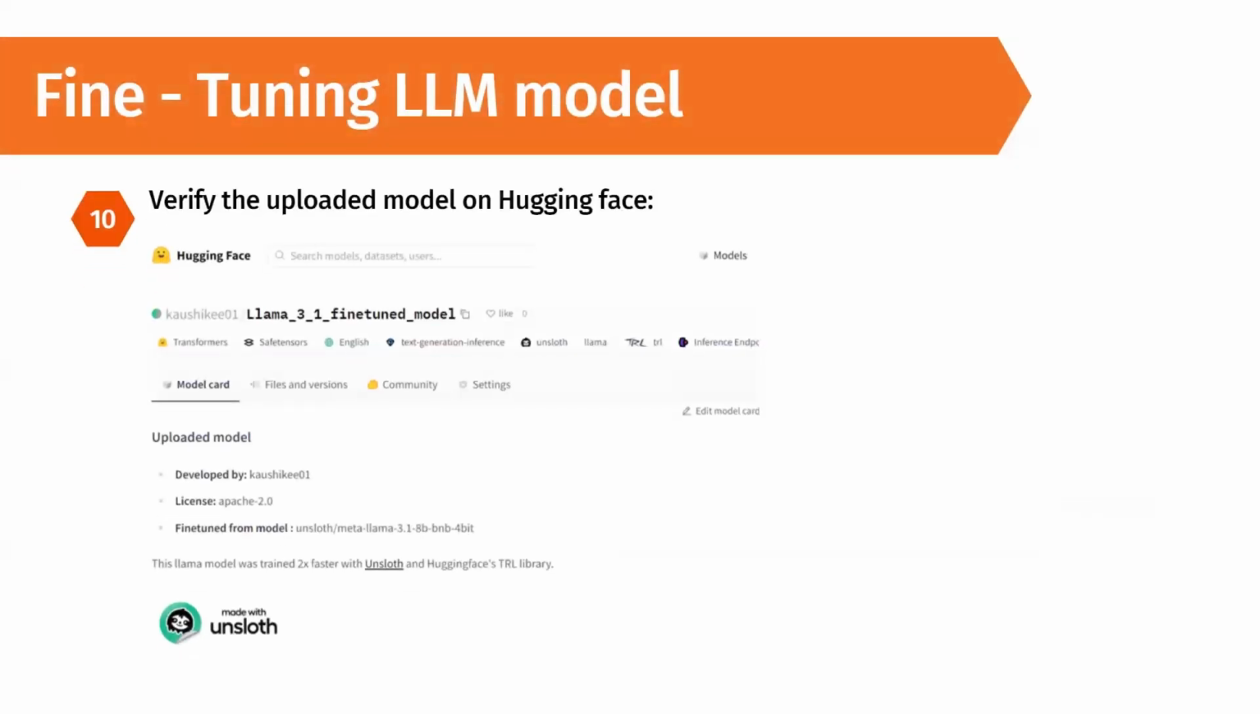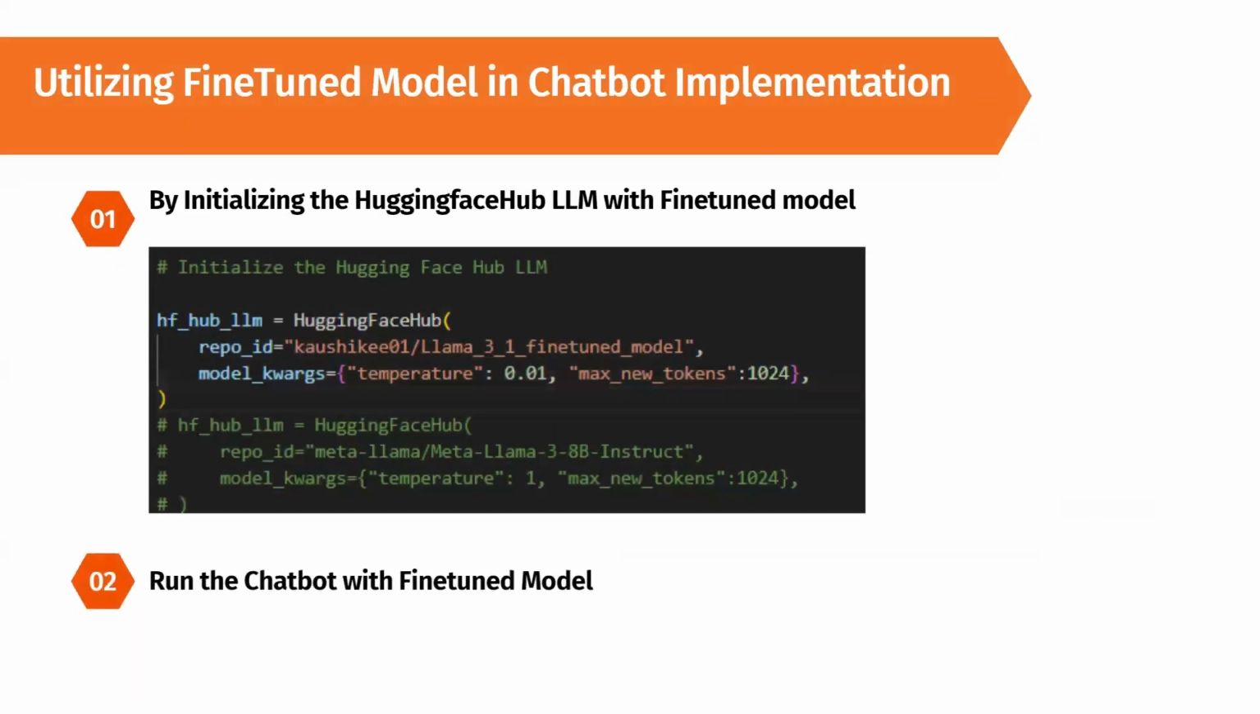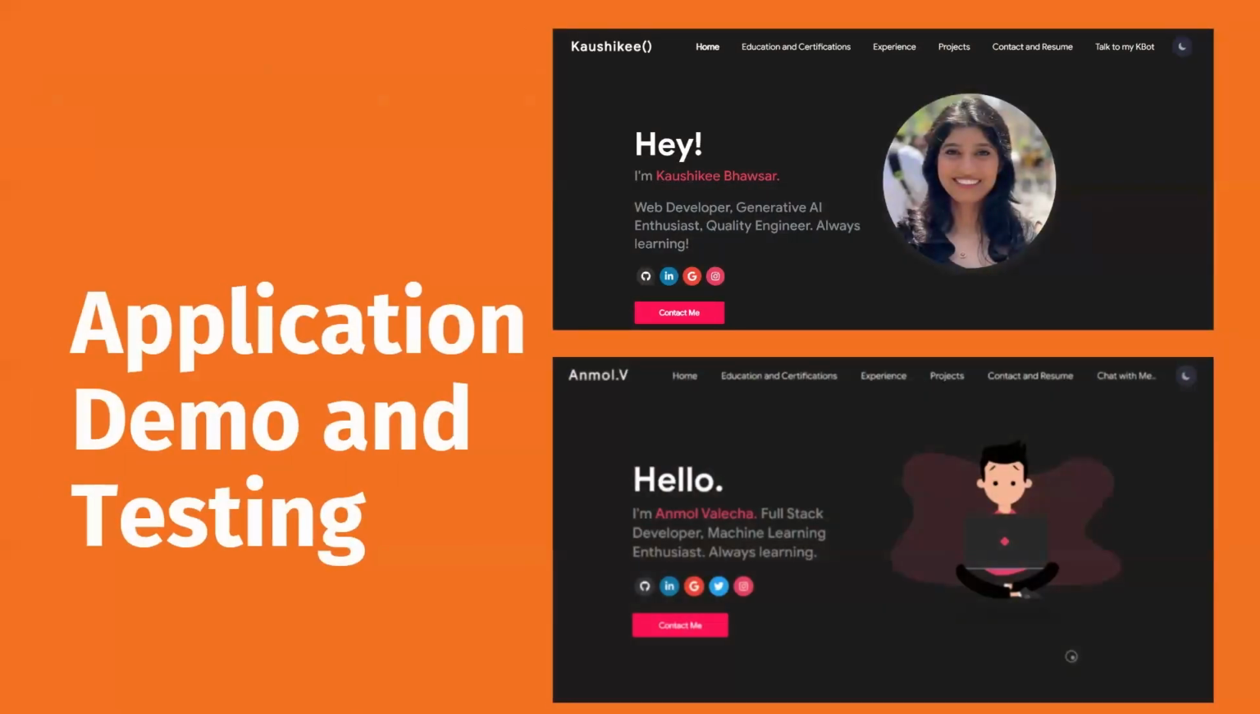Here is the screenshot of the HuggingFace hub where I have fine-tuned the model and saved it with the name Llama 3.1 fine-tuned model. Now, to use this model, we will be initializing the HuggingFace hub LLM with the fine-tuned model by mentioning the repo ID as the model name with the username, and also defining the temperature and the maximum number of tokens it will be generating. Now let's start with the application demo and testing.